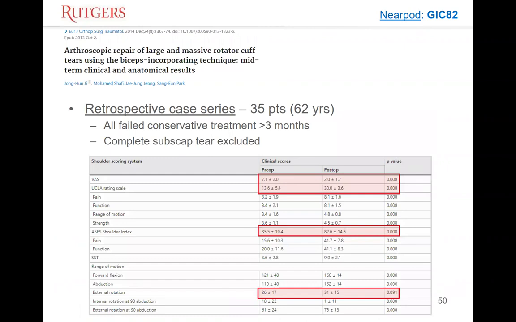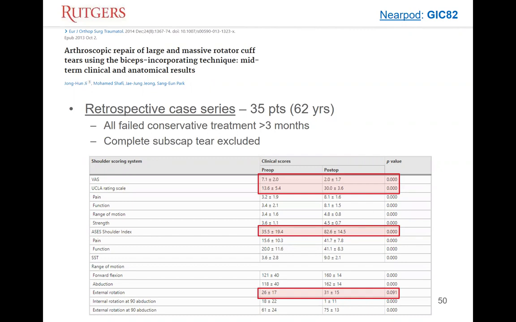Another group retrospectively reviewed 35 patients augmented with biceps tendon. All of them failed conservative management first, and a complete subscap tear was excluded from their study. They differ from others in that they did not tenotomize the biceps tendon, but rather incorporated it with the glenoid attachment intact. At final follow-up, there was no change in acromial-humeral interval. The average scores all improved significantly, as did range of motion in all areas except for external rotation.